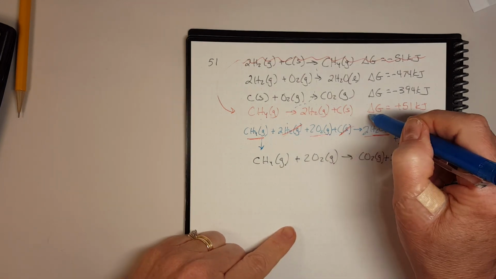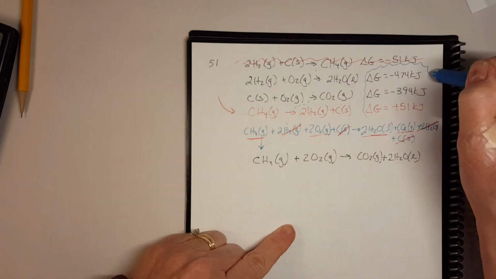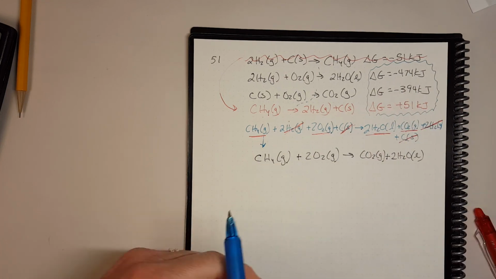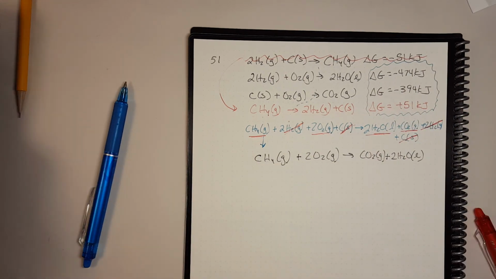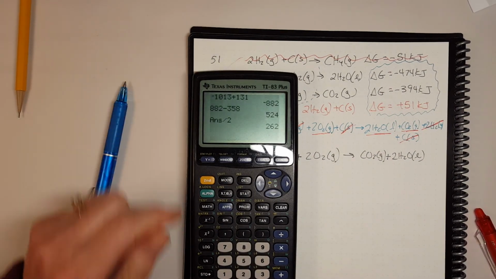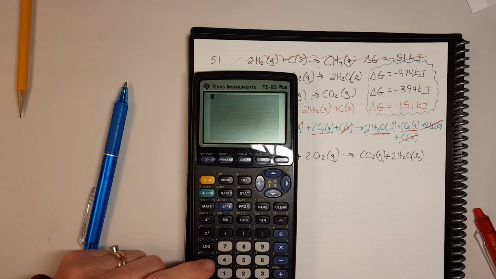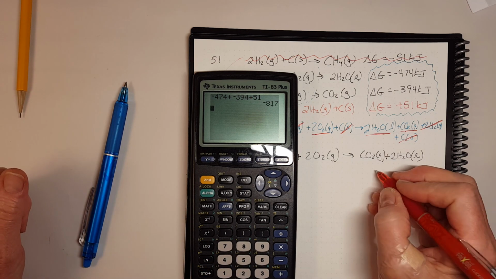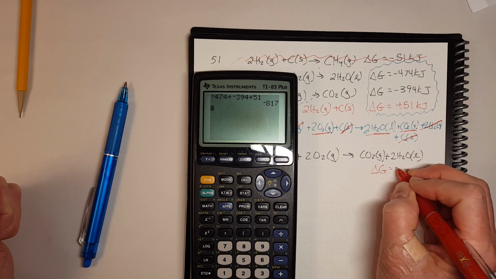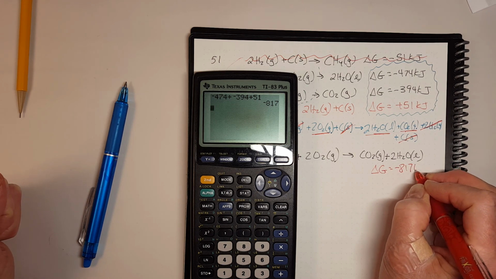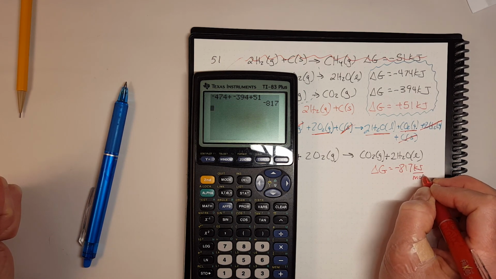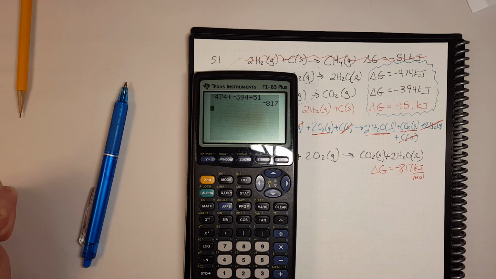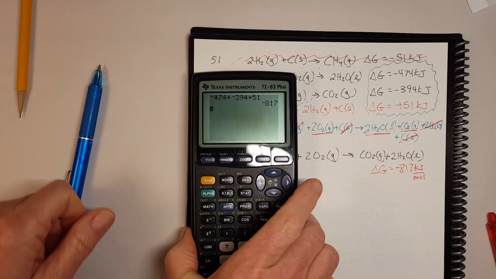And so what that means is if I add up these delta G's, I didn't have to multiply anything, I just reversed one equation. And so if we add those up, we get negative 474 plus negative 394 plus 51, and we get a delta G for this equation is equal to negative 817 kilojoules per mole, and that means because it's negative, it would be spontaneous if they asked you that question.